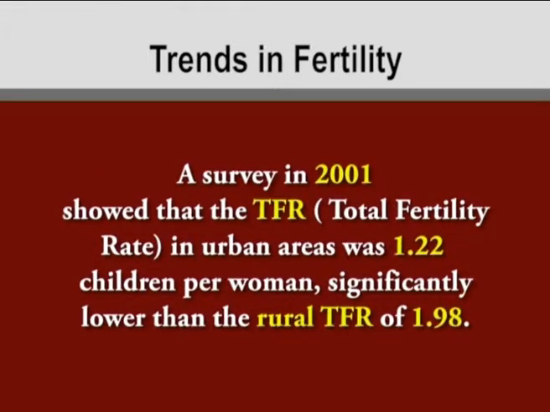A survey in 2001 showed that the TFR in urban areas was 1.22 children per woman, significantly lower than the rural TFR of 1.98.